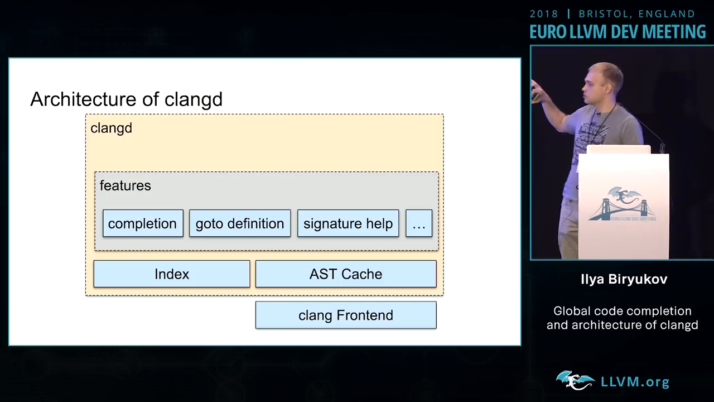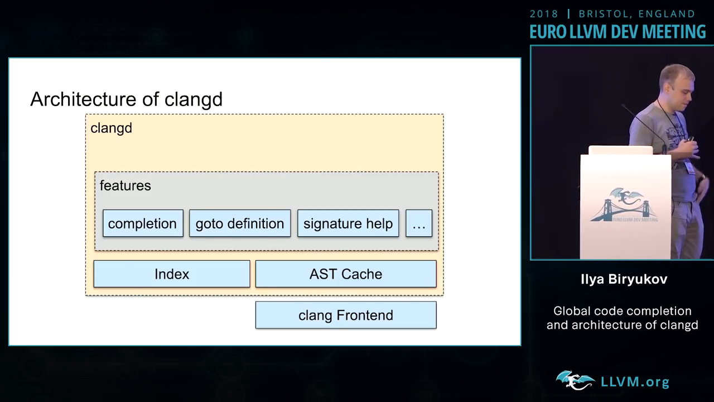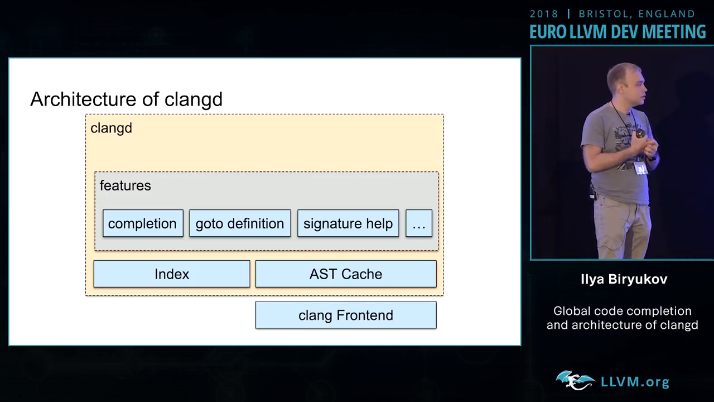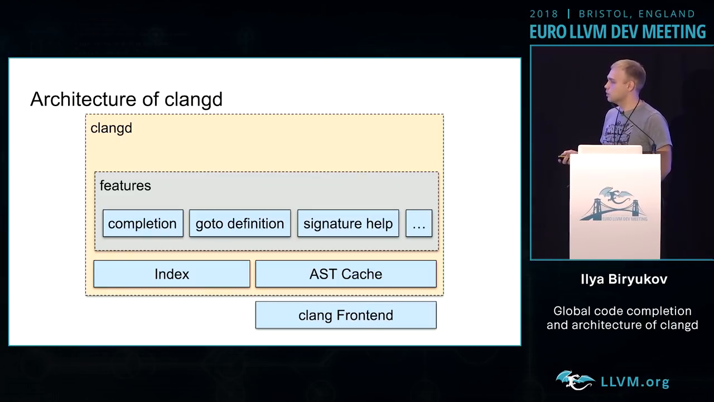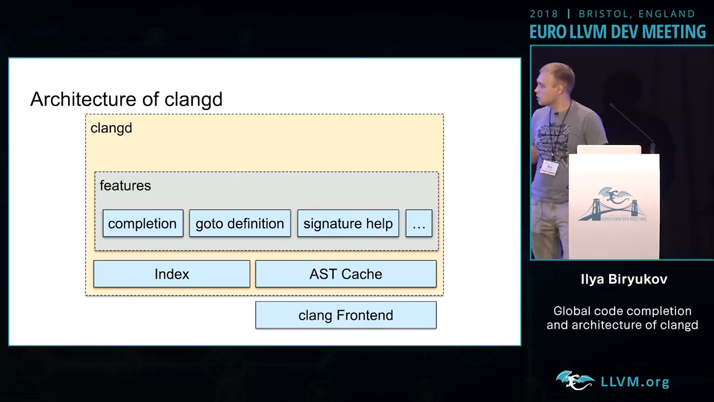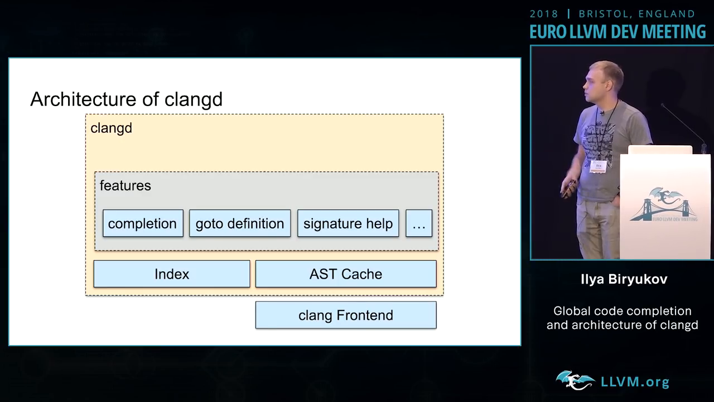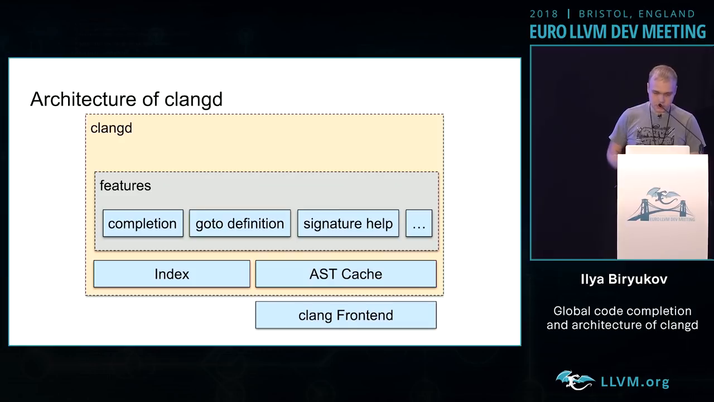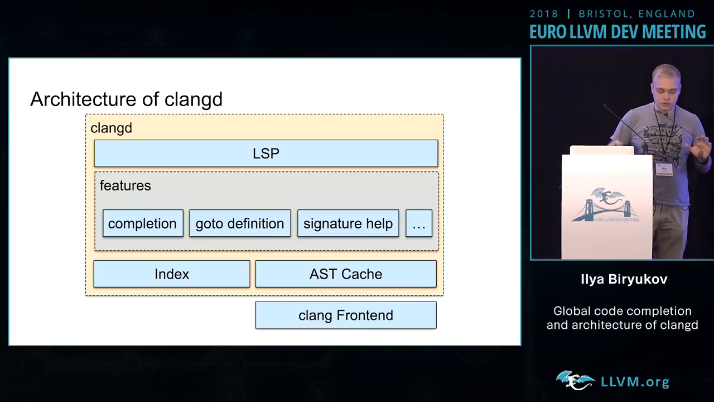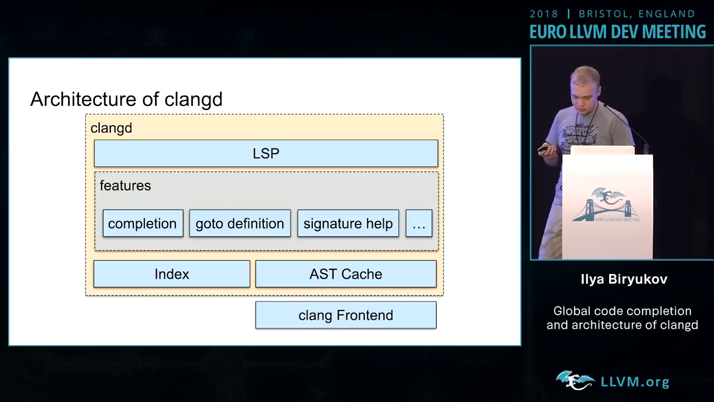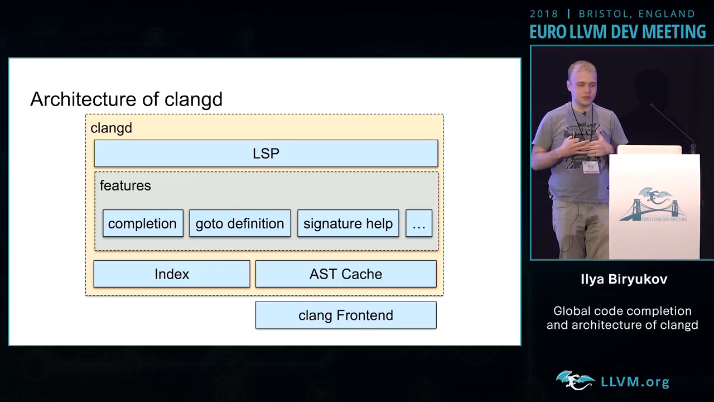And on top of that, we build features, the familiar ones that you might see in different plugins, like completion and things like that. Usually features talk to the index, the AST cache and the implementation. But some of them, like say signature help, might just talk to one of the components, and that's also fine. And on top of that, we have the layer that actually abstracts away the protocol interactions and converts the C++ API that we have into the interface that allows you to run it as a language server.